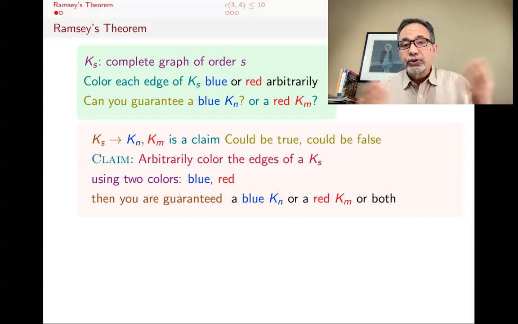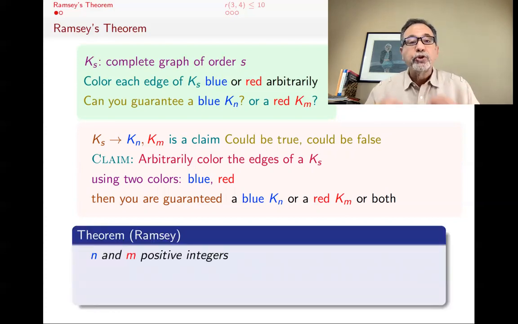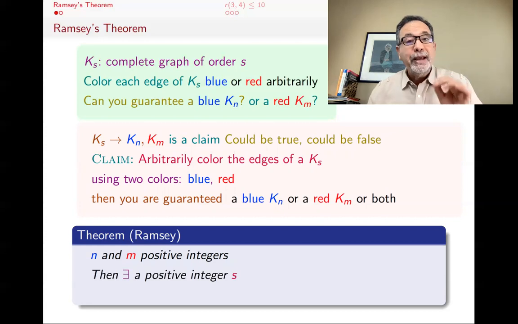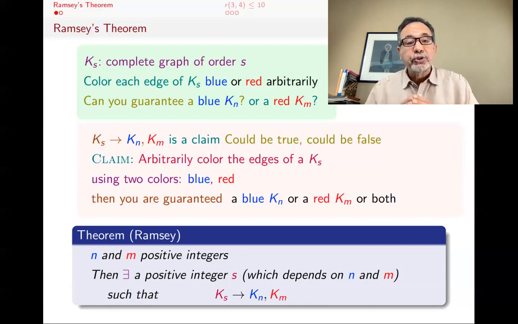And again, most of the time, it's going to be false. Now, what Ramsey's theorem says is that if you start with your wish list, with n and m positive integers, what you're going to look for, a blue KN or a red KM, then there will be a positive integer S, which will depend on n and m and probably will be large compared to n and m, such that KS arrows KN, KM. So the idea is that if you pick S large enough, then yes, you will be able to guarantee a blue KN or a red KM, as long as you fix N and M.